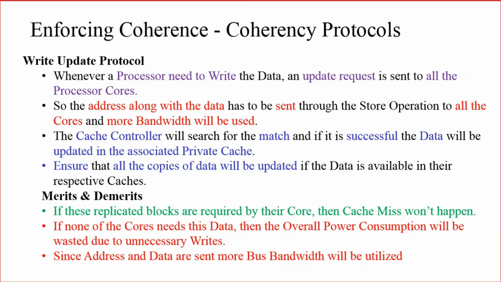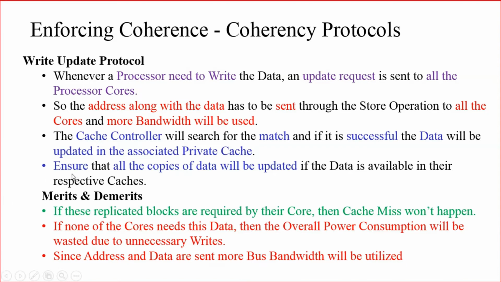So the cache controller associated with each of the cores will read the address and the data from the bus, and if the address is matching with the address present in their private cache, say for example P3 is having the same address location, the cache controller will read the data, read the address, and if the address is present in P3, what does it do? It will update the cache with the new data.